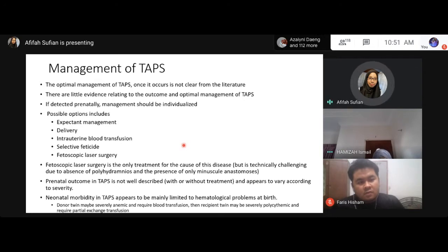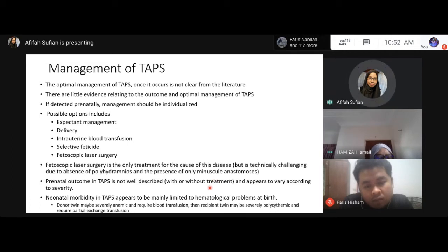And also the management should be individualized, but there are a few possible options. It includes expectant management, delivery, intrauterine blood transfusion, selective feticide, and also fetoscopic laser surgery. Fetoscopic laser surgery is the only treatment for the cause of the disease, but it is technically more challenging because there is an absence of polyhydramnios and only a small anastomosis.